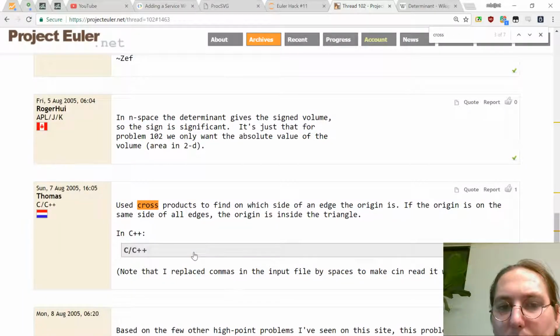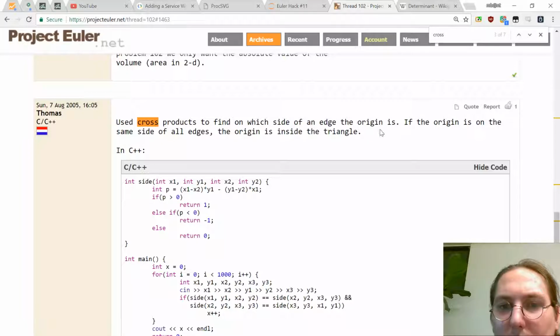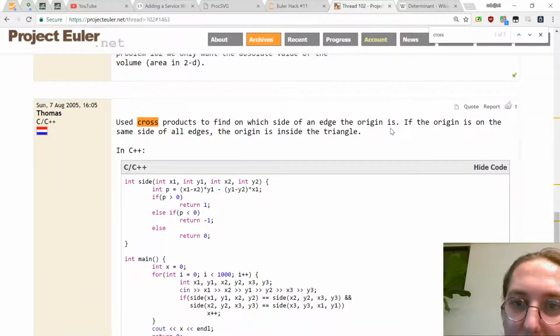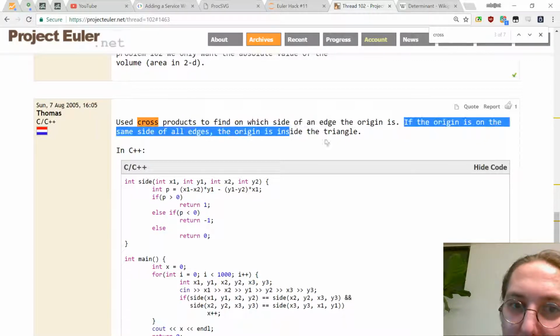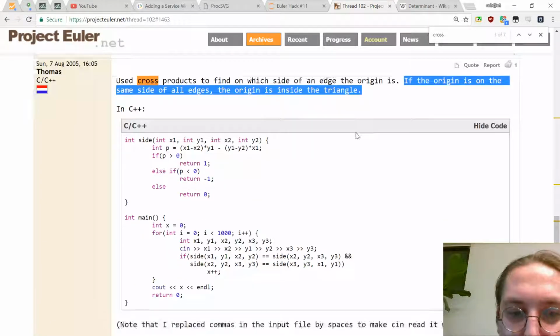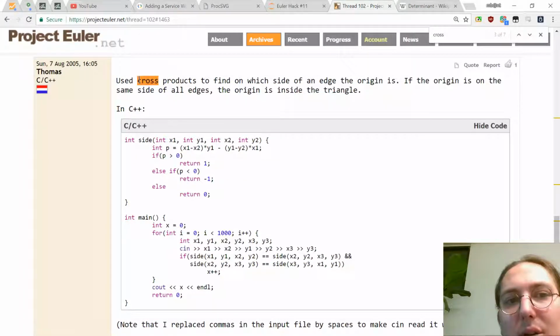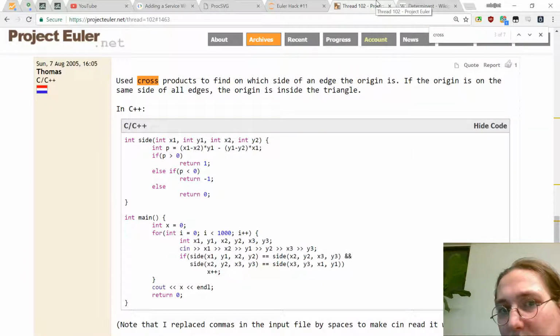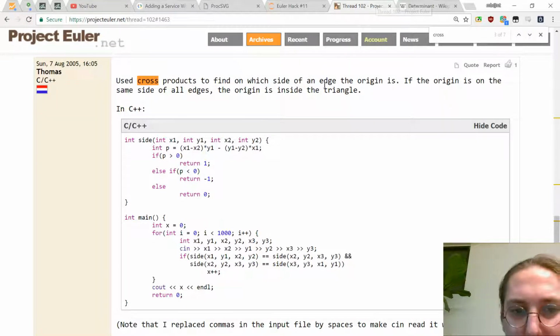Used cross products to find which side of an edge it is. Okay, apparently this has something to do with the sides of the edges. If the origin is on the same side of all edges, the origin is inside. Yeah, well, that much we have. So if the sign of the cross products is all the same, does that imply that the origin is inside? Is it the same thing?